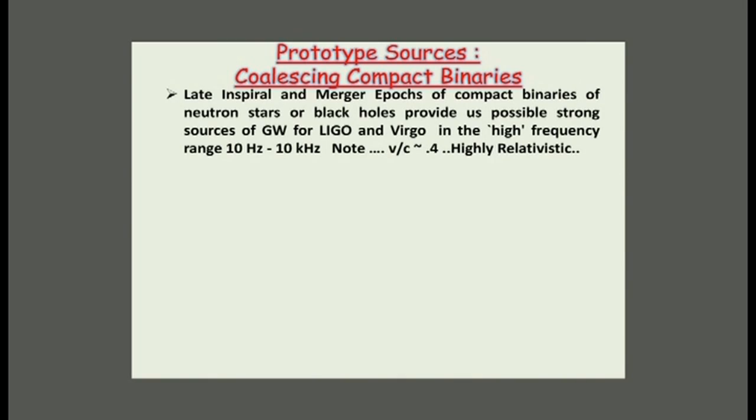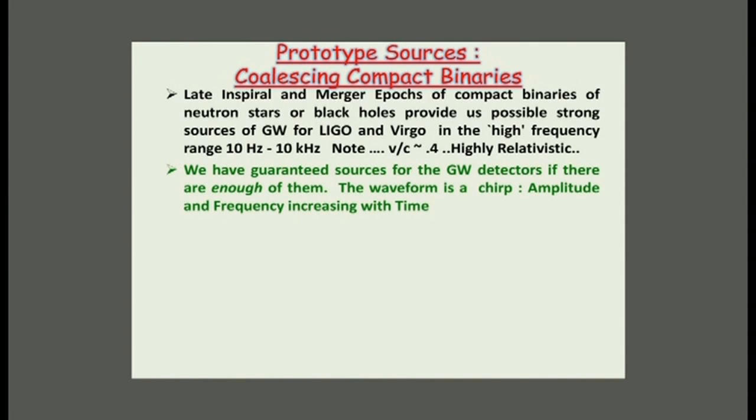So I have made the case that the late inspiral and merger epochs of compact binaries made up of neutron stars or black holes will really provide us strong sources for gravity wave detectors. The detectors are called LIGO and Virgo, in the frequency band, as I told you, from 10 hertz to about 10 kilohertz. When they are about to merge, the v by c is much higher. It's almost of the order of 1. It is much larger than 10 raised to minus 3, which we saw for the Nobel pulsar. And therefore we can say that we have guaranteed sources for the gravity wave detectors.